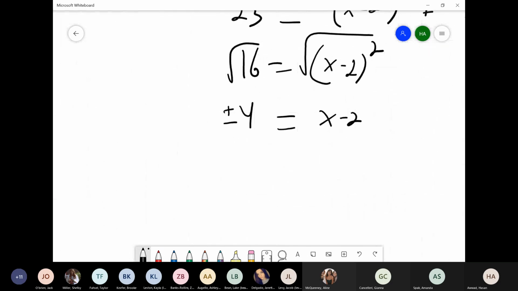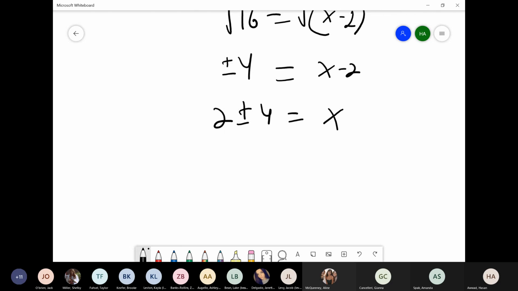And now all there's left to do is add 2 to both sides to clear out the negative 2 on the right-hand side to get x by itself. So we have x over here. We have positive 2 plus or minus 4. And depending on whether you add it or you subtract it, this gives you 2 different answers. So x, the solution set for that x component of the ordered point, is either 2 plus 4, which is 6, or 2 minus 4, which is negative 2.